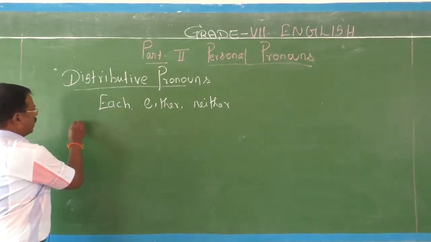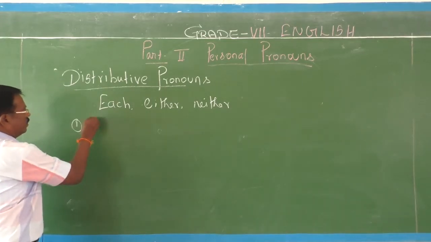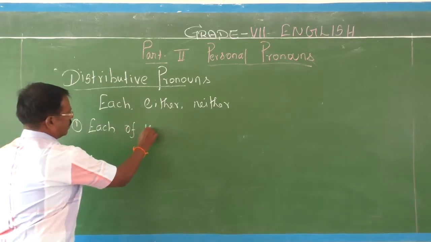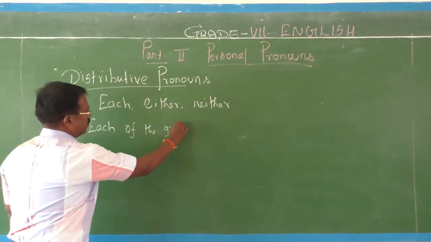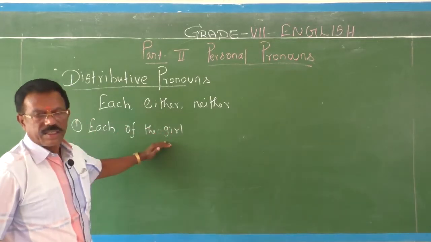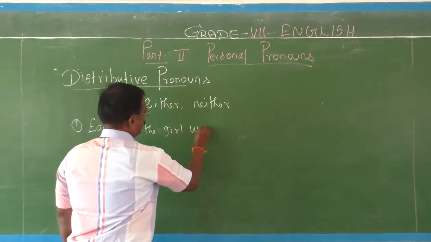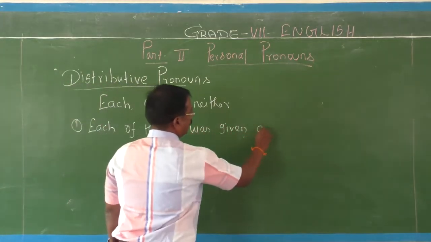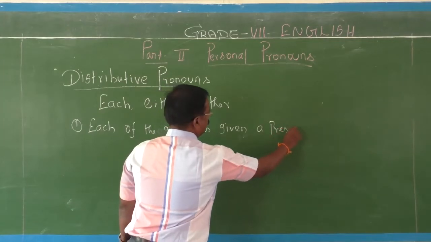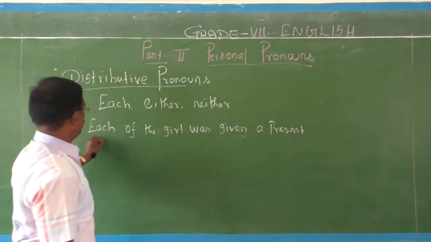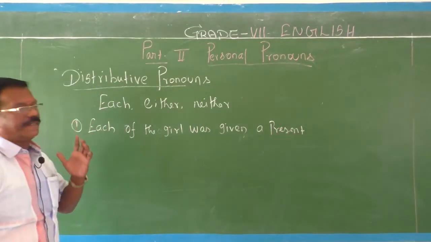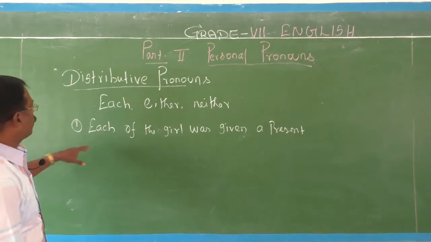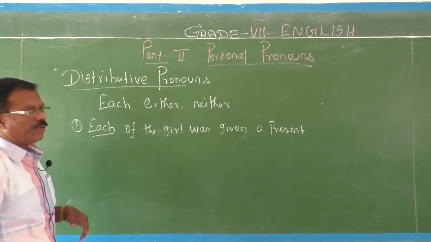See, now the example I will give you. Each of the girls was given a present. See this example, it refers to only one at a time. It points out or refers to only one at a time. Therefore, this each is called a distributive pronoun.